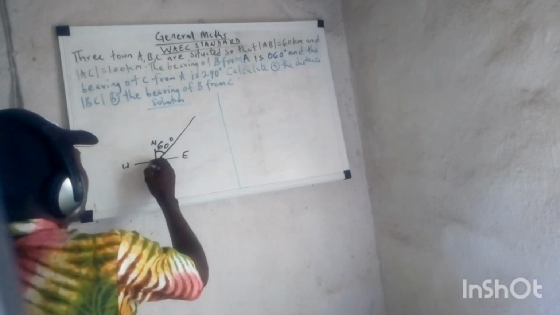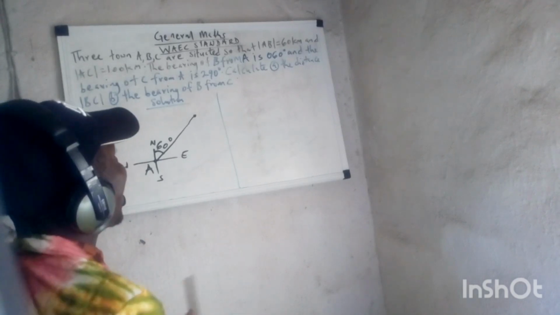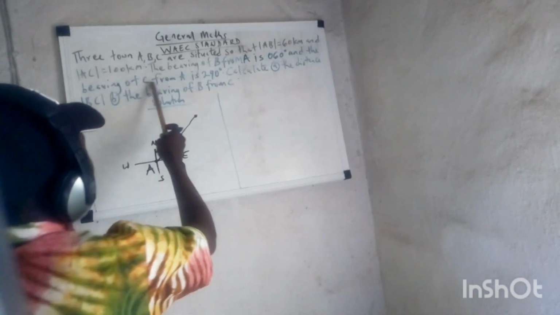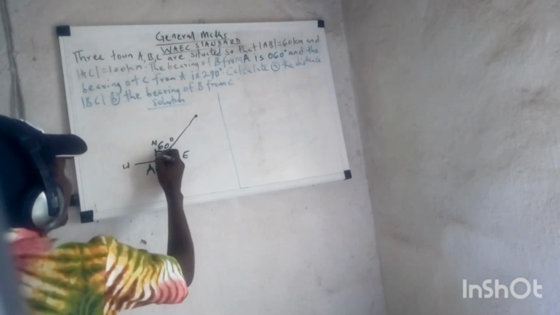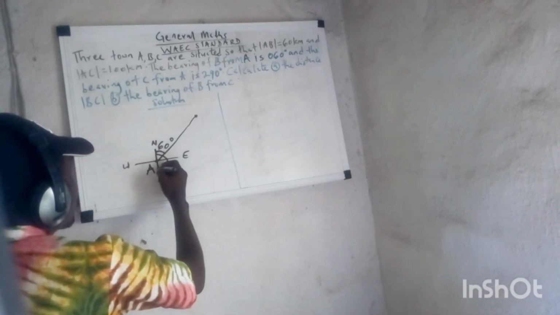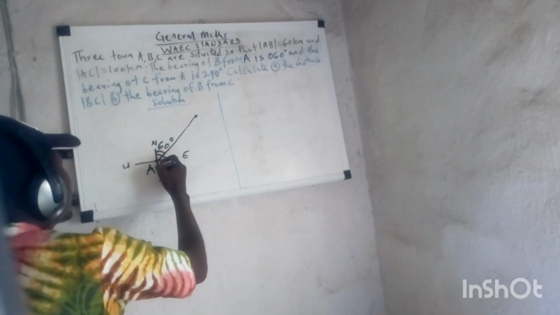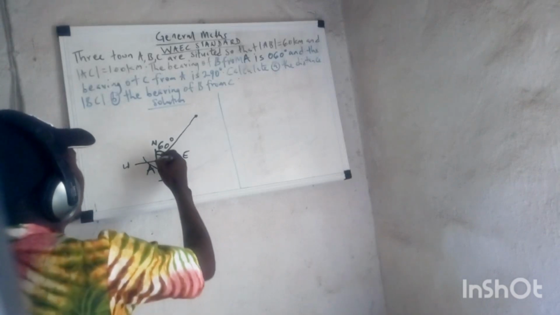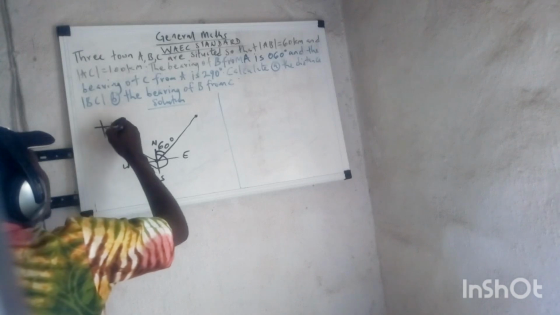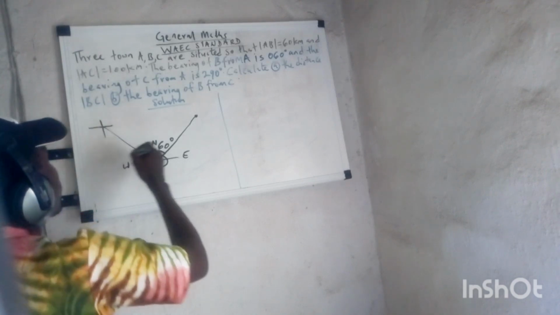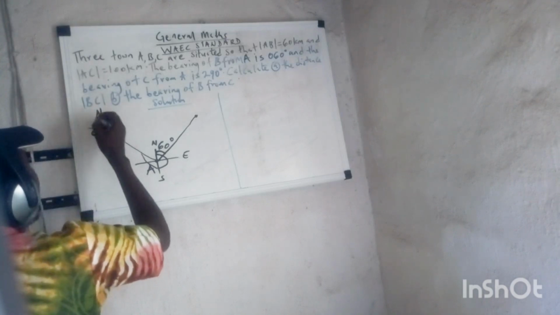Let's call this A. The bearing of B from A is 60 degrees, and the bearing of C from A is 290 degrees. So 290 degrees will go this way. First quadrant, second quadrant, third quadrant. 290 is above 270, so it will be here in the fourth quadrant. So go this way. Let's call this C.